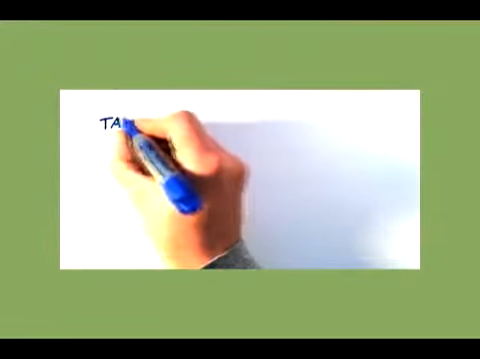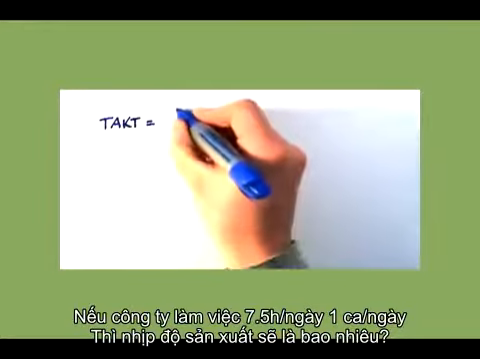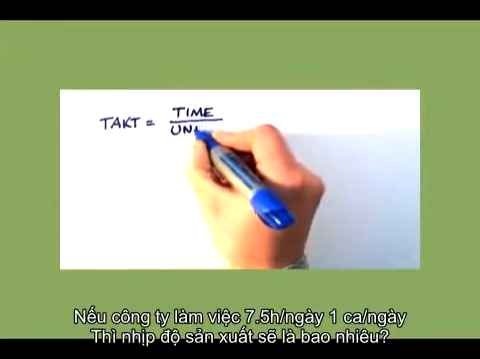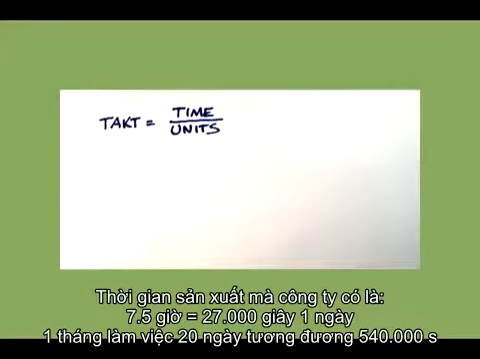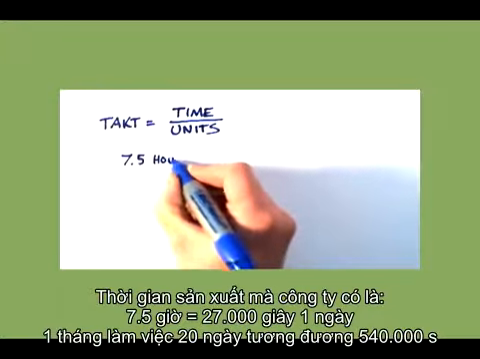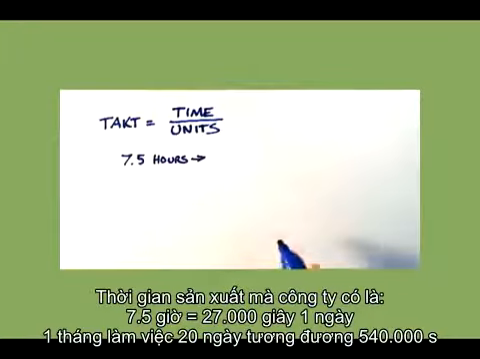Currently, the company has 1 customer that regularly orders 36,000 units a month. If the company ran a 7.5-hour shift per day, what would the takt time be? Let's review the takt calculation again. Takt time is the calculated demand rate, available time divided by units needed.